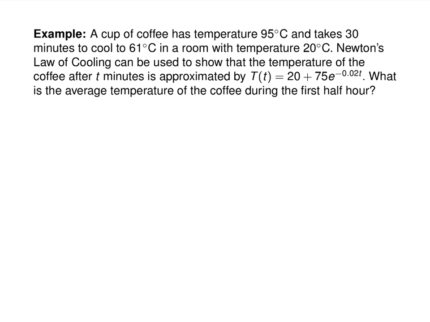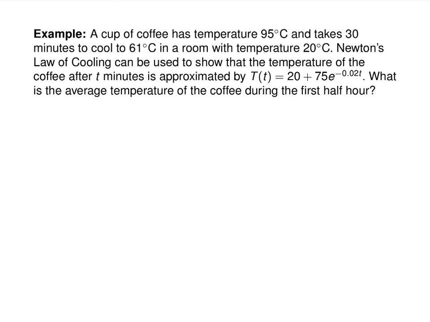So I'm a pretty avid coffee drinker, and this one's pretty easy for me to visualize. So a cup of coffee has temperature 95 degrees Celsius, and it takes 30 minutes to cool to 61 degrees Celsius in a room with a temperature of 20 degrees Celsius, which is about room temperature. Newton's law of cooling can be used to show that the temperature of the coffee after t minutes is approximated by capital T of little t equals 20 plus 75 e to the negative 0.2t.